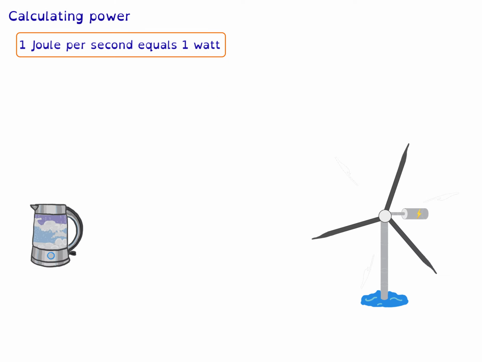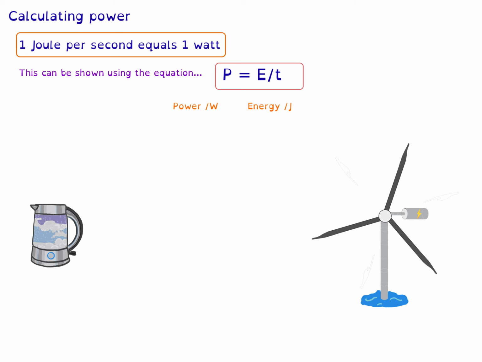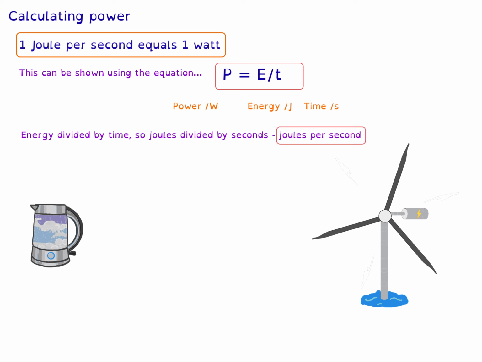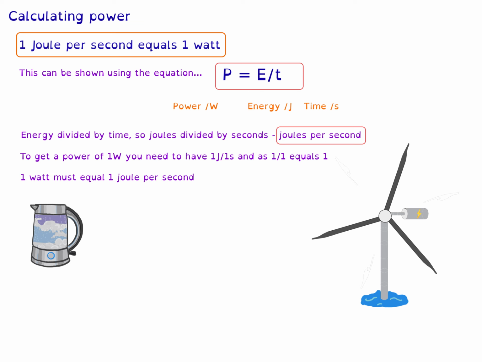1 joule per second equals 1 watt. This can be shown using the equation power equals energy over time. Power's in watts, energy is in joules, and time is in seconds. Energy is divided by time, so joules are divided by seconds. This gives us the joule per second. To get a power output of 1 watt, you need to have 1 joule divided by 1 second. And as 1 over 1 equals 1, then 1 watt must equal 1 joule per second.